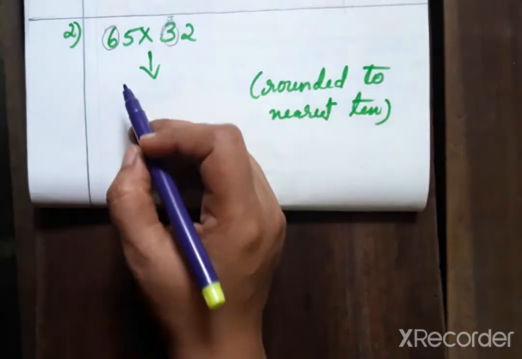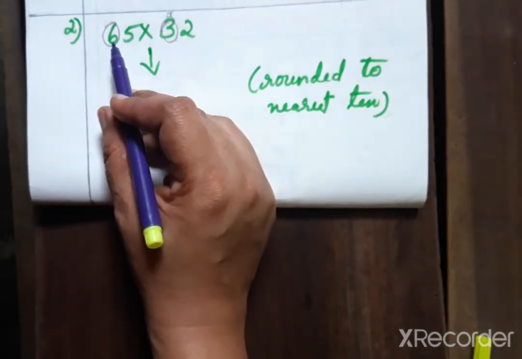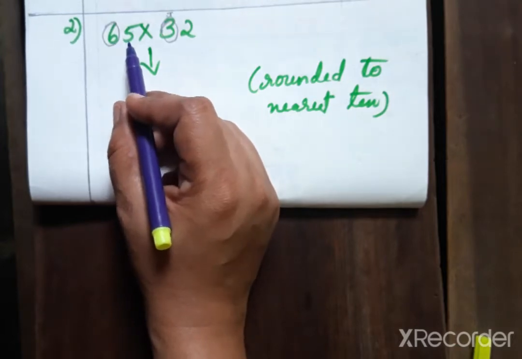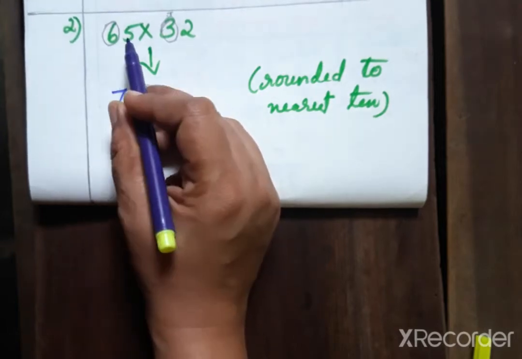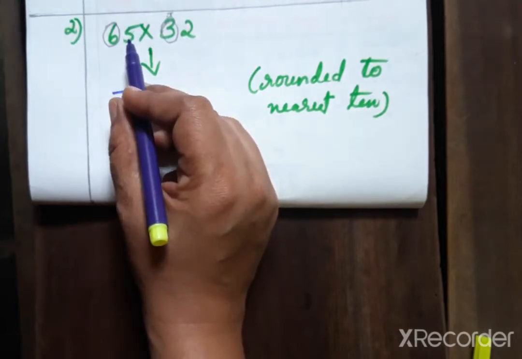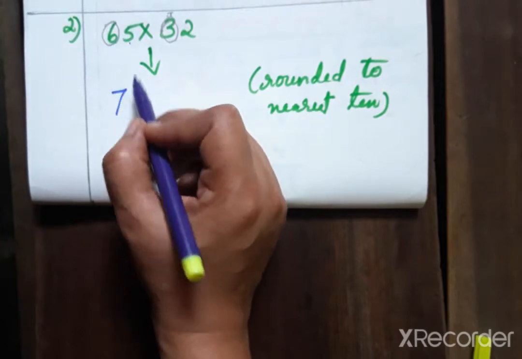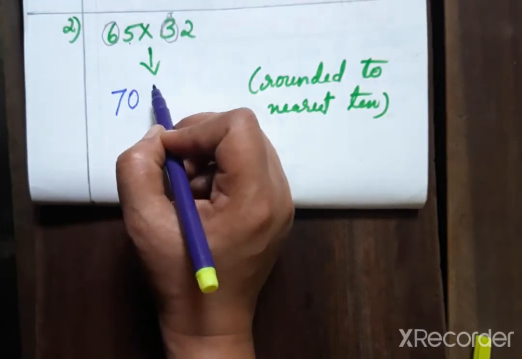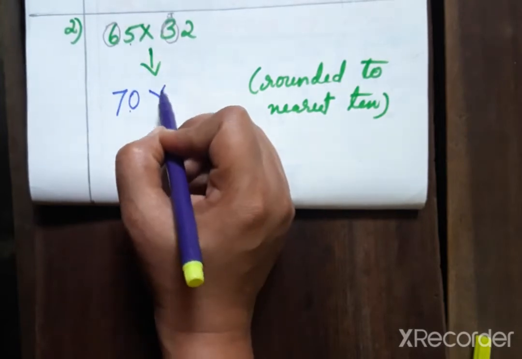The next step is to check the next number. We round off the tens place, so we check the next number. If it is 5 or greater than 5, then 1 is added to the tens digit. Here 1 is added, so 6 will become 7 because the next number is 5, which is exactly 5. So 1 is added, and the ones digit becomes 0. So 65 is rounded off to 70, then the multiplication symbol stays as it is.